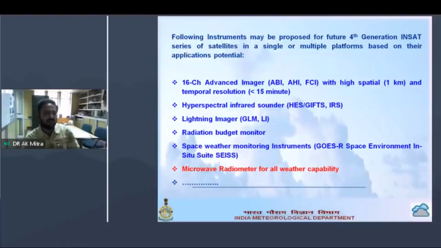And then since we are moving fast and other countries are also doing well, IMD and ISRO have been very good partners since 1980, or you can say the early 70s. So we are designing the new 4th generation of INSAT series, particularly for ABI, AHI kind of instruments, where a 16-channel advanced imager will be there. Hyperspectral IR sounder will be required. Lightning imager will be required. Radiation budget monitor is required, and space weather and microwave radiometer.